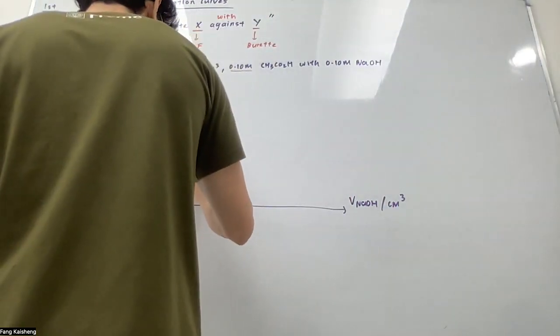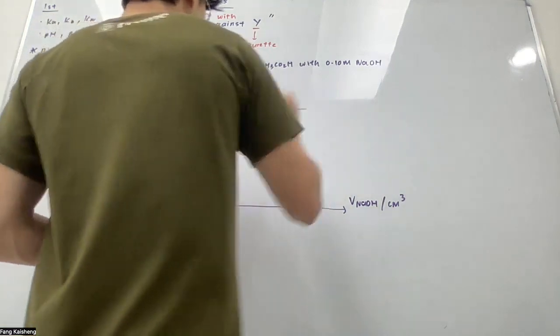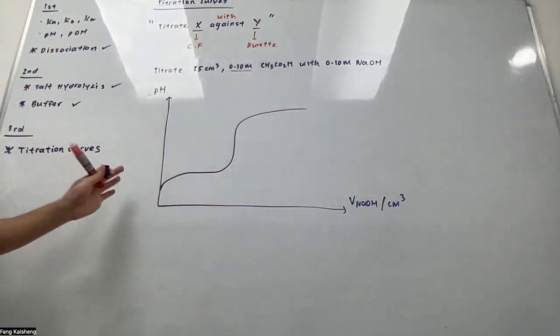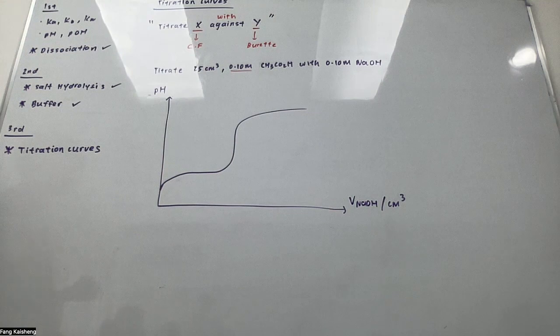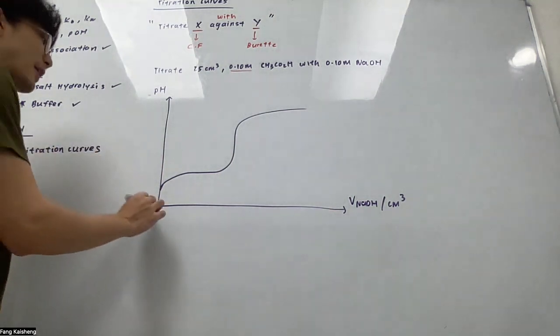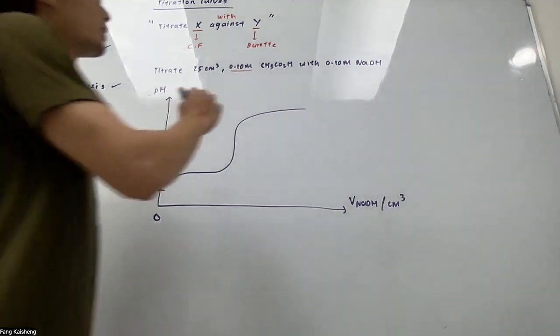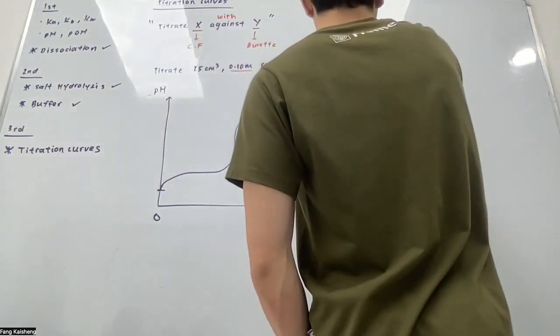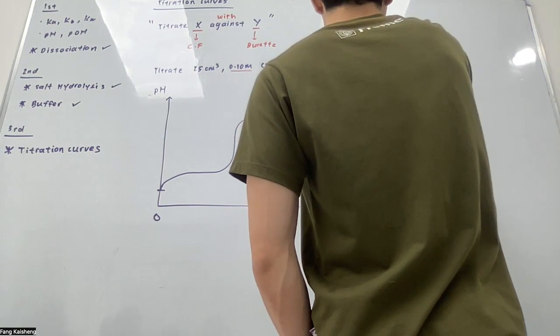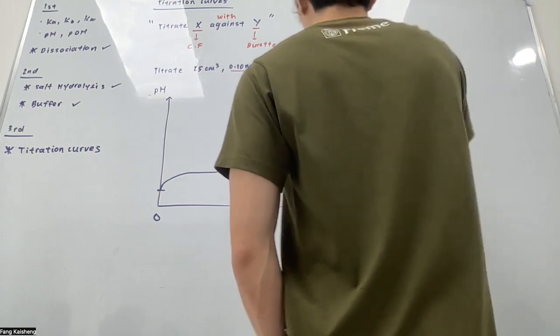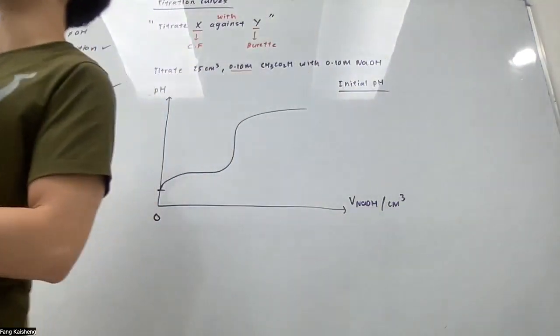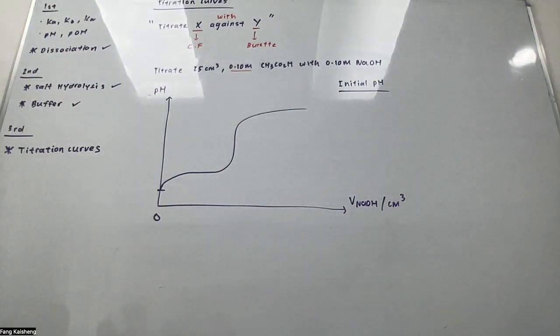I will now go into the specifics of every single point. We're going to start from the left and move our way towards the right. I will start off at the left-hand side where you haven't added anything yet. This is the initial pH. How do you calculate the initial pH? No, you cannot just take the negative log, because this is the pH of a weak acid.